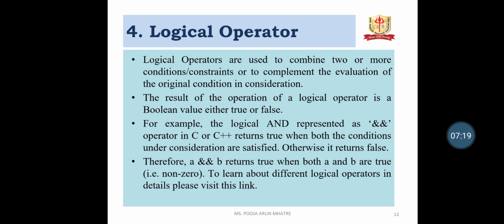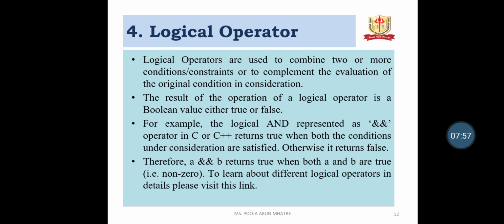Logical operators. Logical operators are used to combine two or more conditions, or to evaluate the original condition under consideration. The result of the operation of a logical operator is a Boolean value, either true or false. For example, the logical AND, represented as two ampersand signs in C or C++, returns true when both conditions under consideration are satisfied. Otherwise, it returns false.